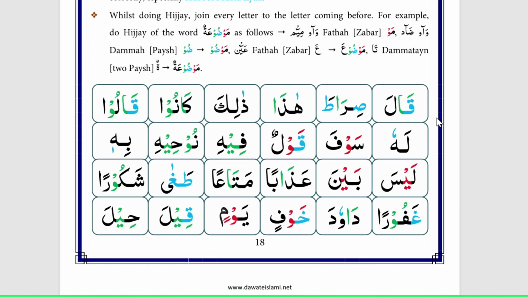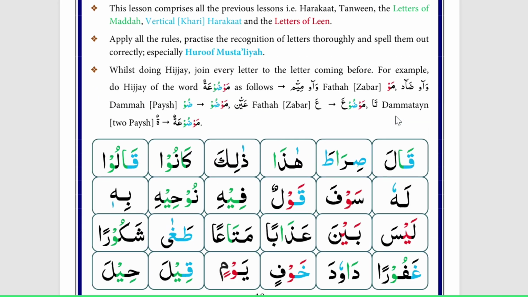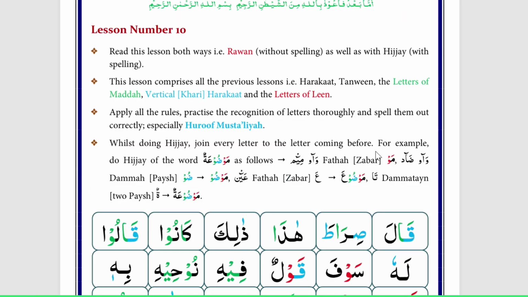For example, if I read this word as Qaf, Alif, Zabar, Qa, Lam, Zabar, La, Qala, I'm actually reading this word with spelling. And if I read this word without spelling like Qala, this is called Rawa. This is the main difference between Rawa and Hijje. Rawa means without spelling and Hijje means with spelling.